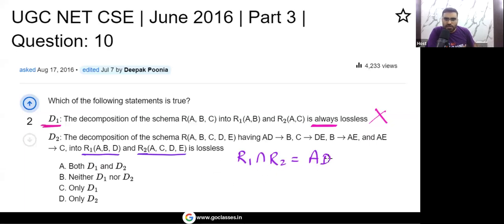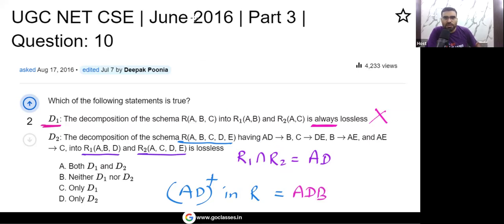Now you tell me, is this AD a super key in R1 or R2? Just find out what AD closure is in R. In this relation R, what is AD closure? AD closure will be AD. AD can determine B.